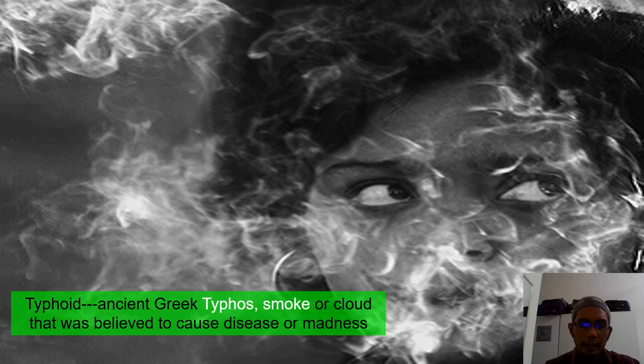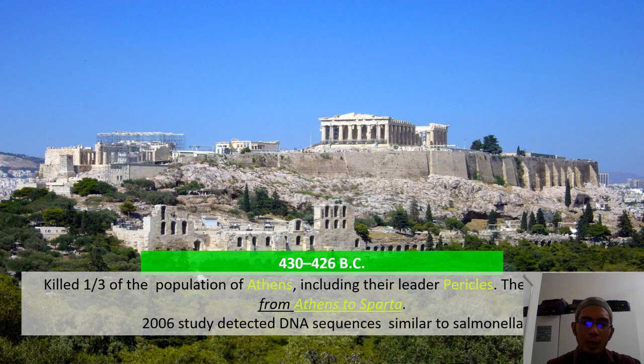Typhoid, according to the Greeks, is also called smoke or cloud. When one gets the infection, because it is fecal-oral route, it tends to develop severe disease. So severe that it even killed one third of the Athens population during one of the events at that time. Then when they did studies, they detected DNA sequences similar to Salmonella, so that's how they detected the Salmonella infection.